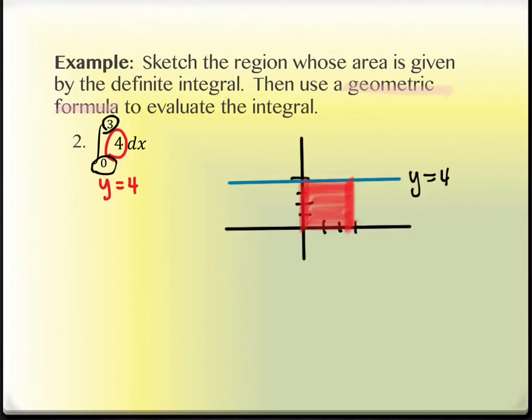It's a very basic shape. What is that shape? Almost a square. It's actually a rectangle. Yeah, just because it looks more square shaped on my graph, but it's a rectangle. How do you find the area of a rectangle?